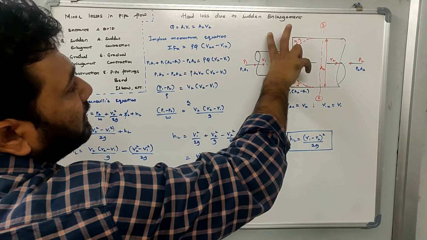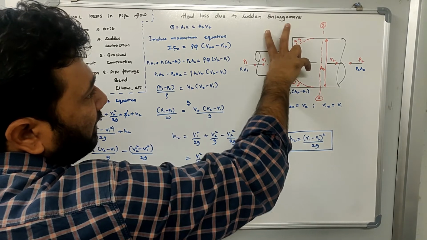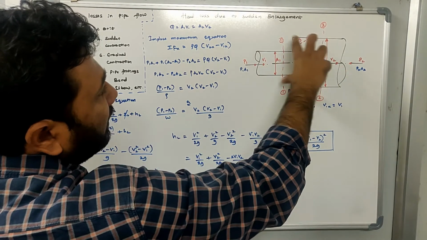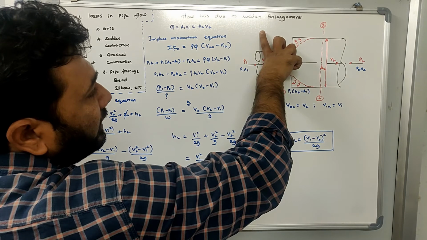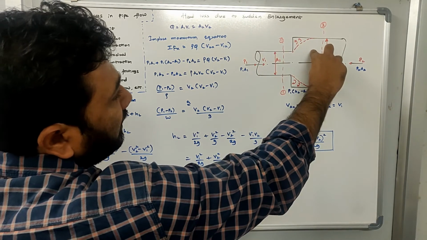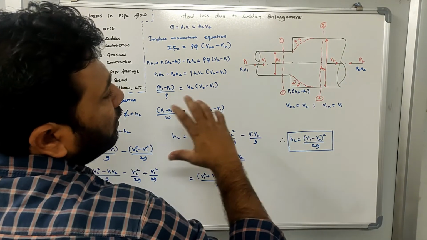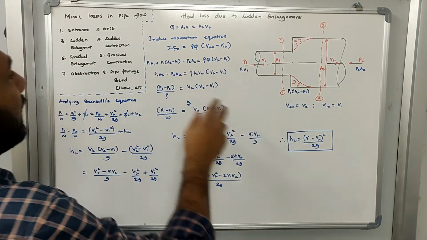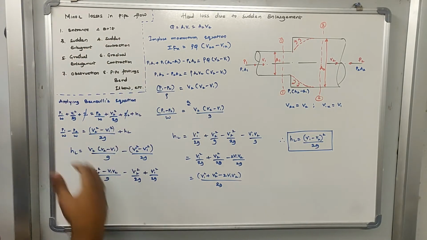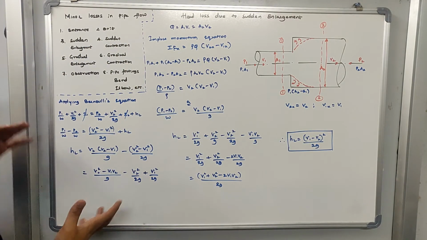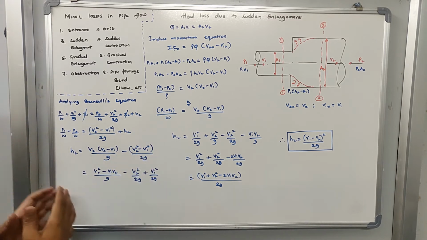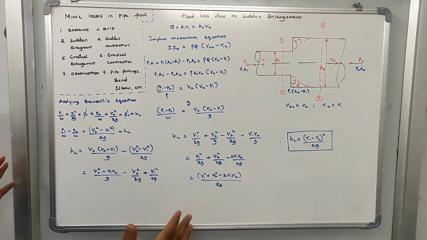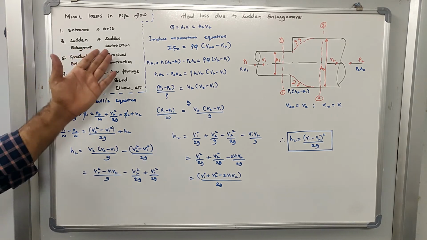Here A1 is the larger diameter and A2 is the smaller diameter. So the velocity in A1 is smaller compared to the velocity in the smaller pipe. When you connect a larger diameter pipe to a smaller diameter pipe, again there is a head loss that takes place, and we call it the head loss due to sudden contraction. So we have understood what is sudden enlargement and sudden contraction.